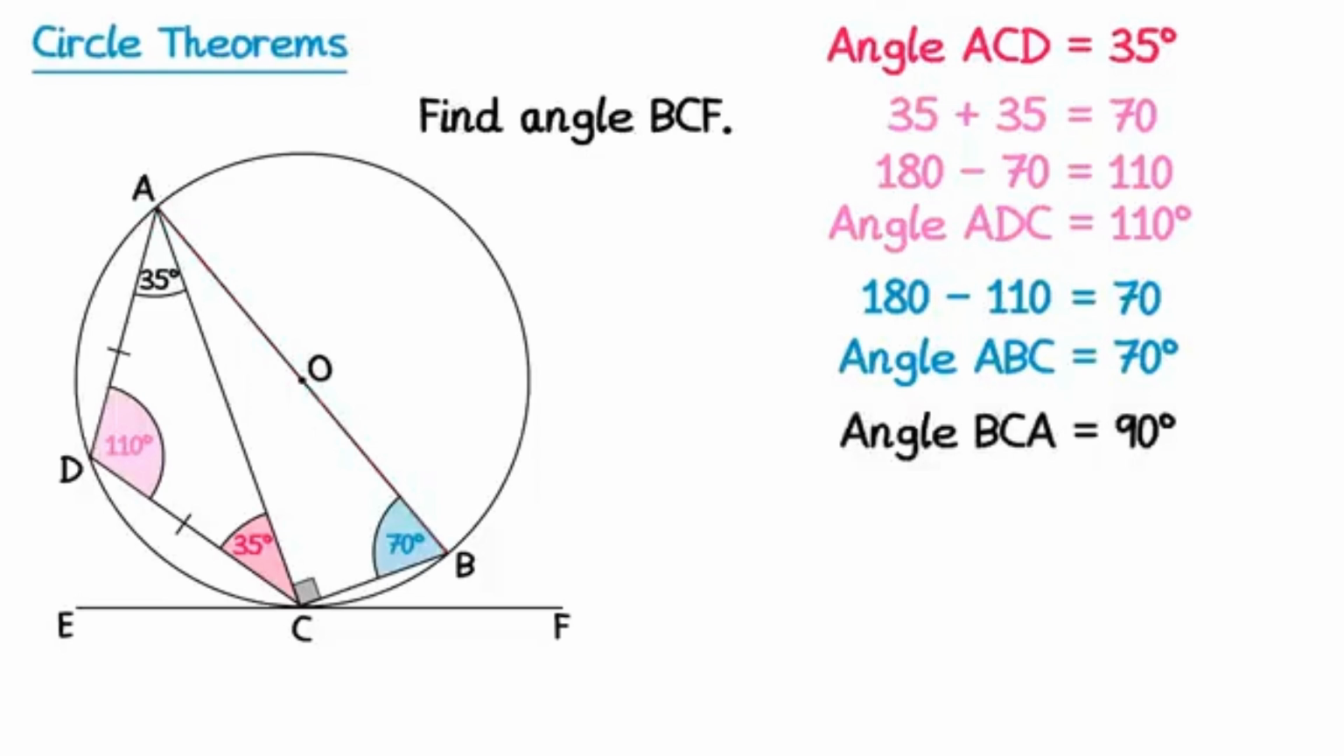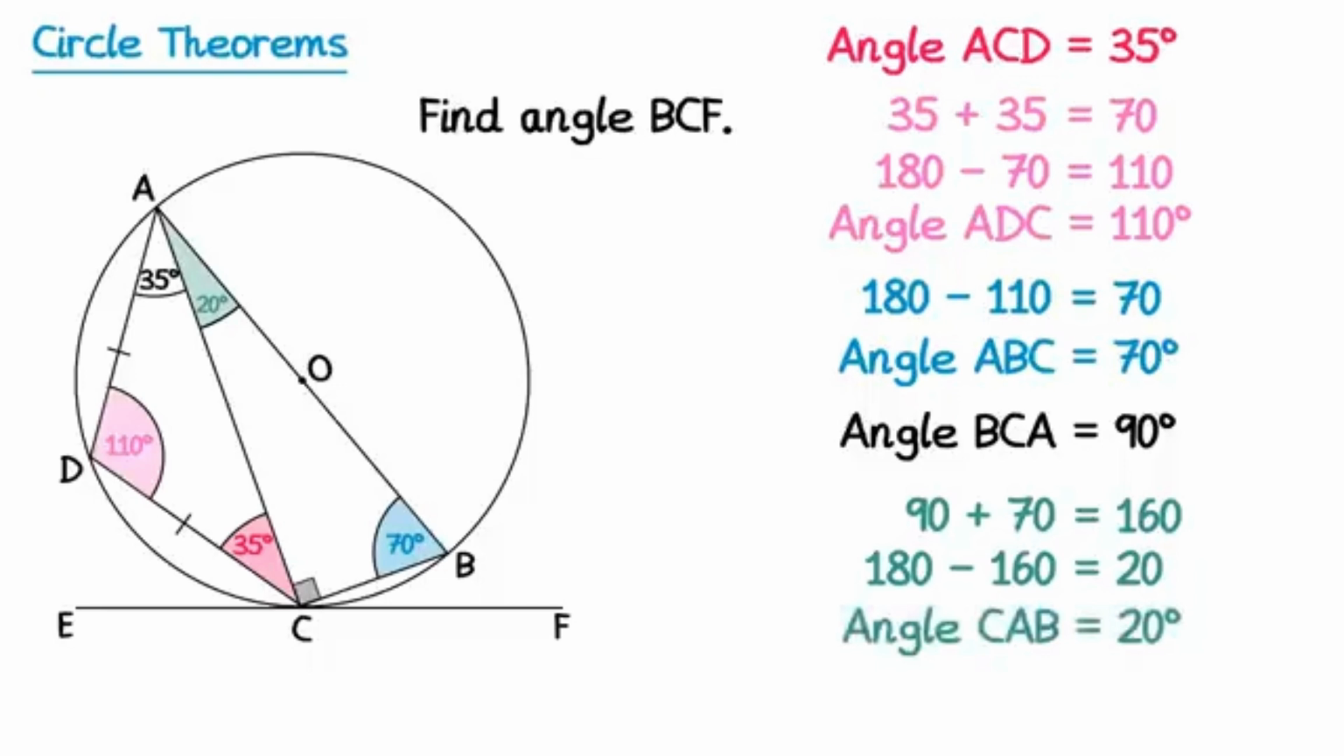Now if we stay inside this triangle ABC, there's only one more angle to find, the one at the top here. You can find this by subtracting the other two from 180, so if we do 90 plus 70, that's 160, and then 180 take away 160 is 20 degrees. So the angle at the top here is 20 degrees, and we can write down that angle CAB is 20 degrees. And there's only one more step to go to complete the question.